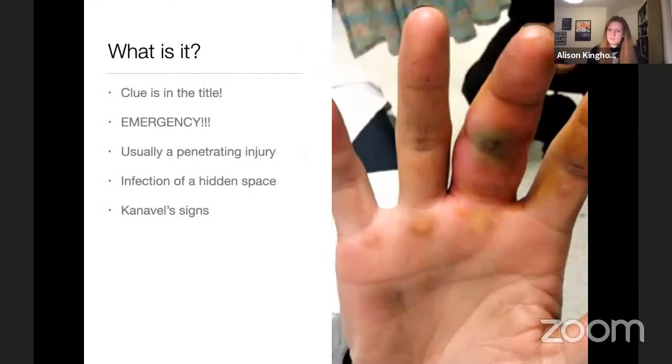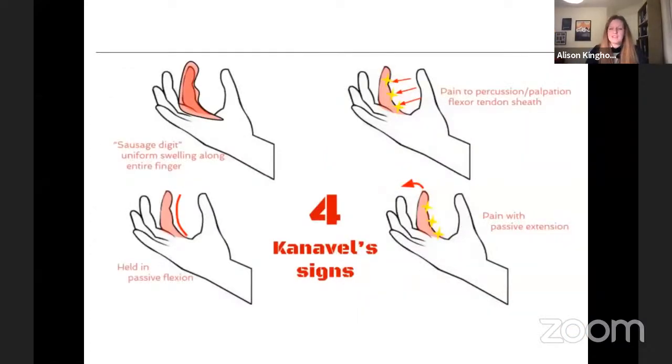So how do we know if we've got one of these infections? Well, there are 4 cardinal signs that have been described by this guy called Kanavel, which are what you need to look for to see if this is what you've got. And this is what they are. So basically what you're looking for is a big red swollen finger. Sometimes the word fusiform is used for this. Sausage digit is maybe more descriptive, but basically a big red swollen finger.